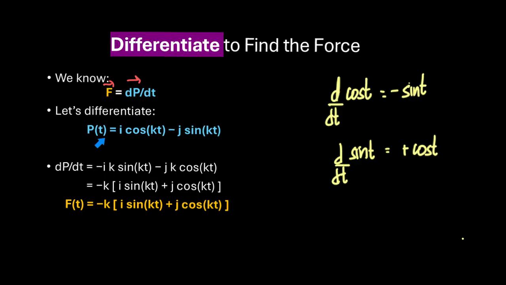What is the momentum vector given to us as? i cos kt minus j sin kt. The derivative of cos t is minus sin t, and the derivative of sin t is plus cos t. So dp by dt gives us the force vector, which is minus k i sin kt plus j cos kt. I've just made a minor rearrangement, taking this negative outside the brackets. So we get F of t is equal to minus k into (i sin kt plus j cos kt).